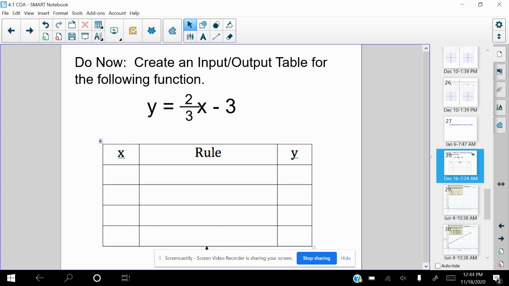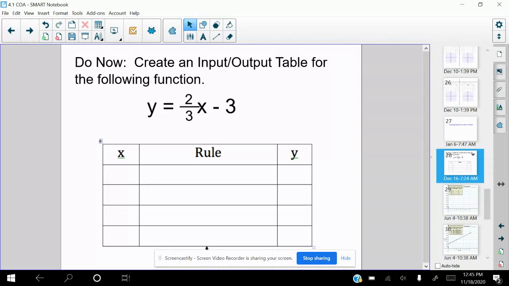All right, and welcome. So today we are going to be continuing our conversation about input-output tables and graphing these linear functions. So first, please begin this do now, which is creating an input-output table for the following function, y is equal to 2/3 times x minus 3.